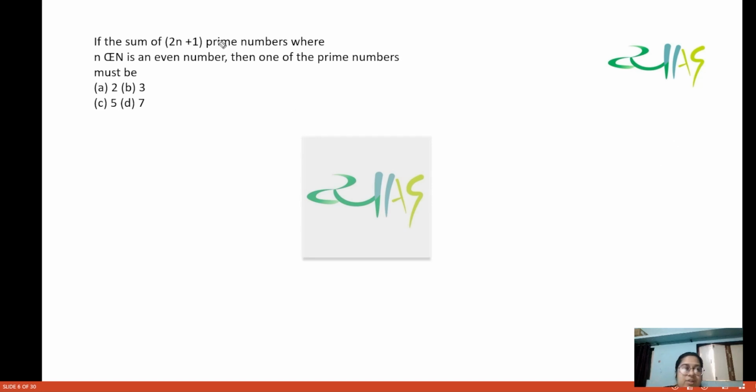Now you see you have this number. Guys, look at this, what this question is saying. If the sum of 2n plus 1 prime numbers, where n belongs to N, is an even number, then one of the prime numbers must be... So this question is basically saying you are having 2n plus 1 prime numbers, n belongs to N, and the sum is an even number, then one of the prime numbers must be.